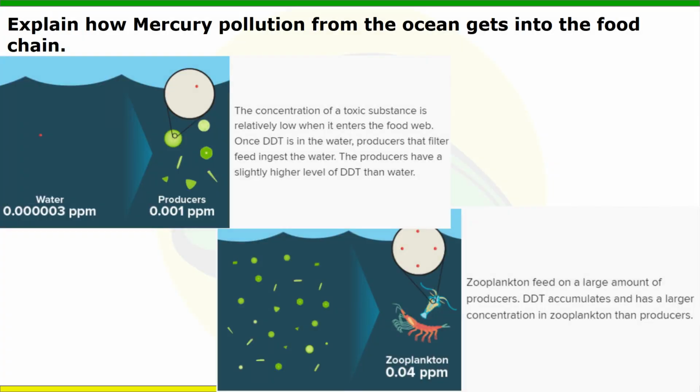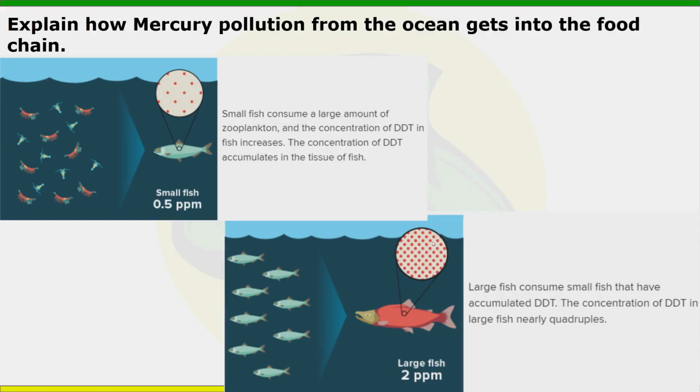So here is a little graphic explaining how that mercury gets there. So the concentration is pretty low in the water, right? And there are these little producers, little things that are going to have more in them than in the water. And then these bigger things, zooplankton, eat those producers. They have even more in them. Then small fish eat these zooplankton, so they have more, a higher concentration.